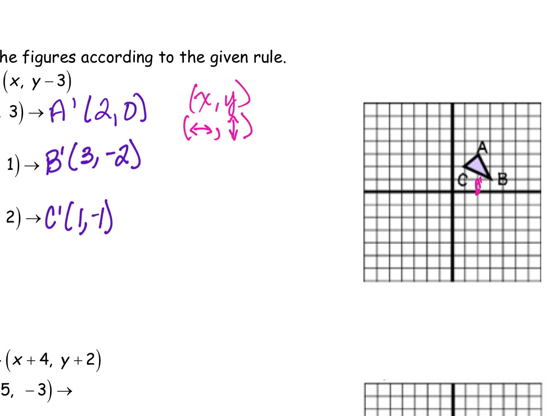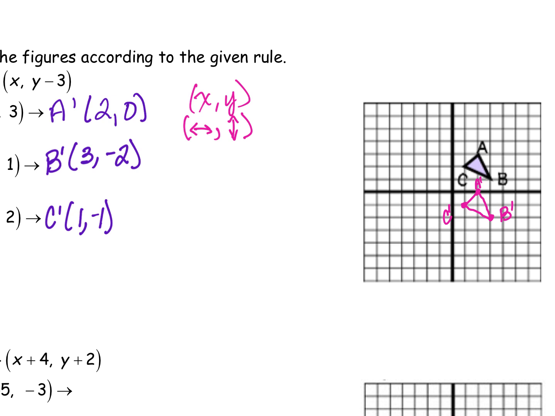And then B prime goes 3 to the right and 2 down, right? So this becomes B prime. And then C prime is 1 to the right and 1 down. So that should be C prime. And if I draw my little attempt at straight lines, I'm not really good at drawing straight lines, you guys. That kind of looks the same, right? And there we go. It's just translated down 3.